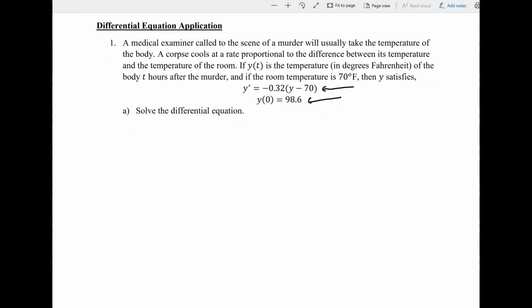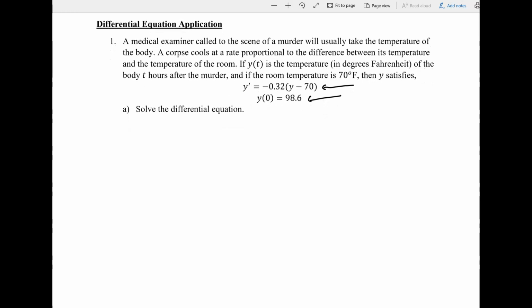So the first thing that we want to do is solve this differential equation. We know that y prime is equal to negative 0.32 times y minus 70, and we also have an initial condition. We're going to have a c value, and we're going to try to solve for that c value. The first thing we want to do is use separation of variables. So let's change this y prime to dy over dt, because notice that now we don't have an x, we have a t.